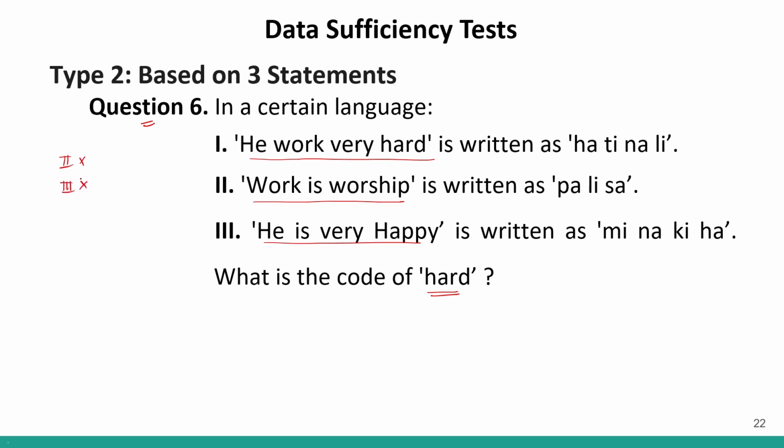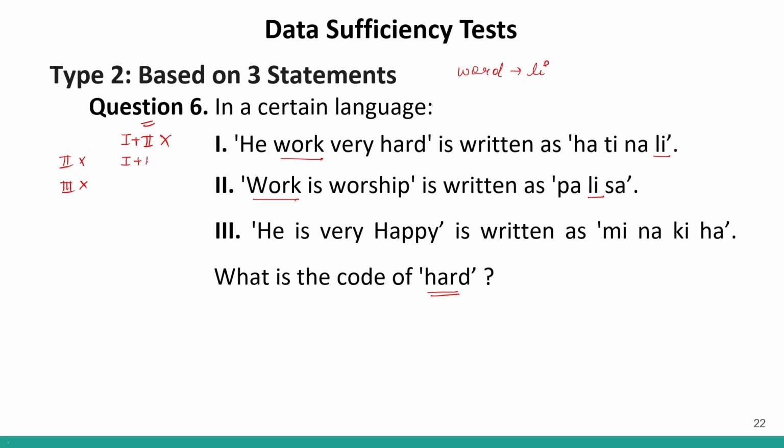So we will make the combination. Let me make the combination of 1 plus 2. If I combine 1 and 2, the only common word I can see is work. So I can find the code for work. Work's code is LI, because here we have LI, here we have LI. This is the only common word. So based on 1 and 2, I can find the answer for work, correct, but I cannot find the answer to hard. So 1 and 2 together are not sufficient.